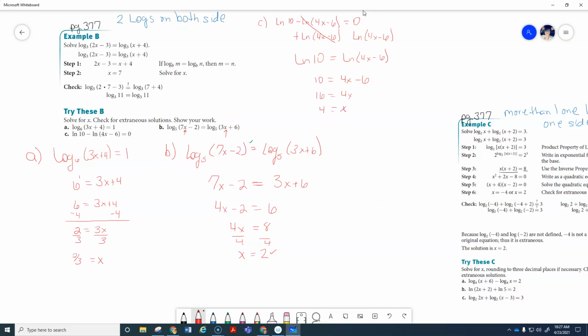Plug the 4 in right here for this x, and 4 times 4 is 16. 16 minus 6 is 10, and so it is not considered an extraneous solution.